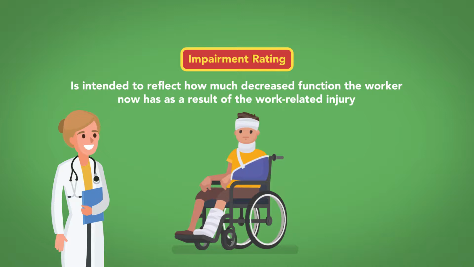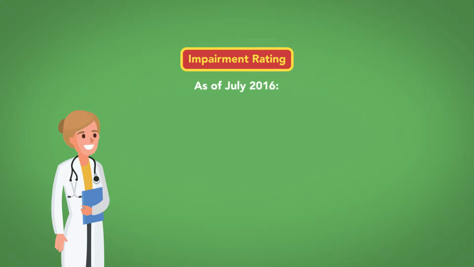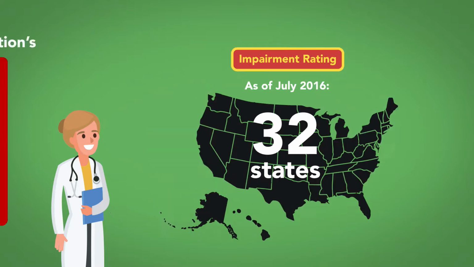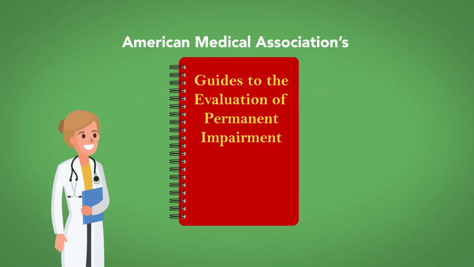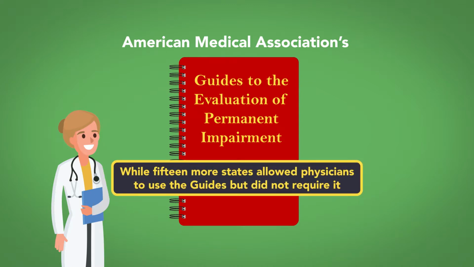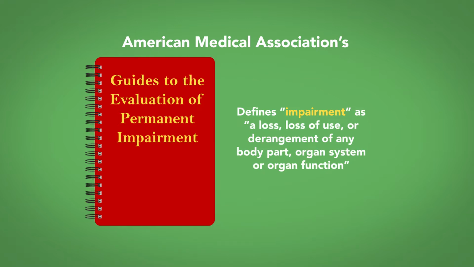Although jurisdictions evaluate impairment and assign disability in different ways, as of July 2016, 32 states required evaluating physicians to refer to the American Medical Association's Guides to the Evaluation of Permanent Impairment when assigning impairment ratings, while 15 more states allowed physicians to use the guides but did not require it. The AMA Guides defines impairment as a loss of use, or derangement of any body part, organ system, or organ function.